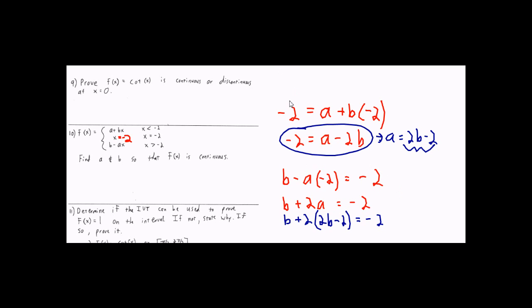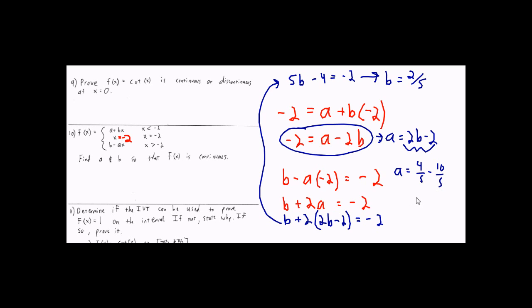I'm going to do it up here. So we're going to take all these chunks and move it up to here. So b plus 2 times 2b, well that's 4b plus b is 5b, minus 4 equals negative 2, which is going to let us know that we're going to add 4, which is 2, and divide by 5. b is equal to 2/5. And if b is 2/5, a is 2 times 2/5, which is 4/5, minus 2, which is 10/5. So a is negative 6/5.